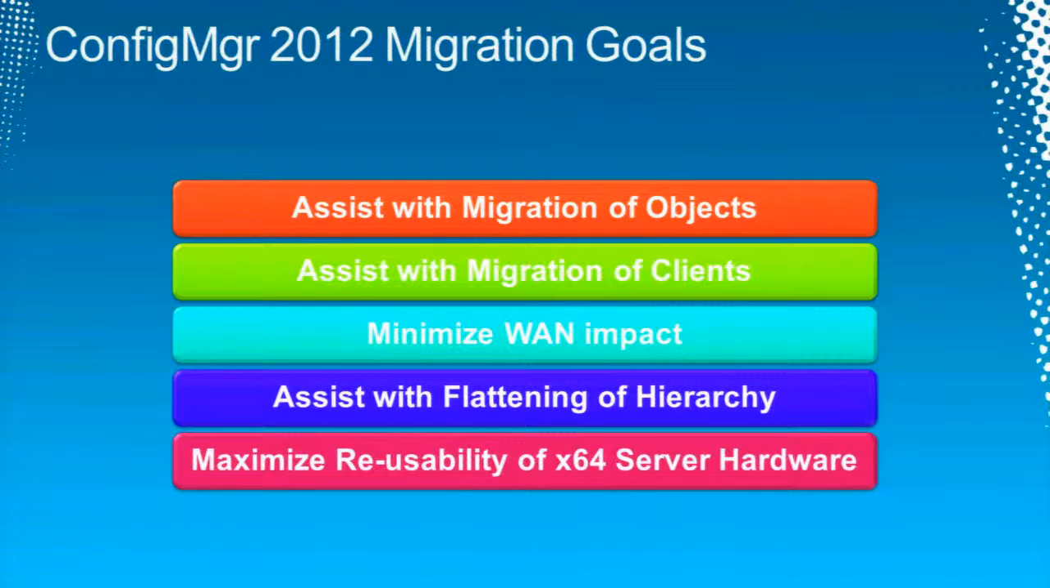We've told you before that for the most part, everything in ConfigMan 2012 is 64-bit, with the exception of 32-bit DPs, and we still do support 32-bit clients. We're native 64-bit as an application, and we do have a native 64-bit client infrastructure now as well, but we also support 32-bit clients. So we want to be able to take your investment in your 64-bit hardware you have today, and to be able to reuse that for Configuration Manager 2012.